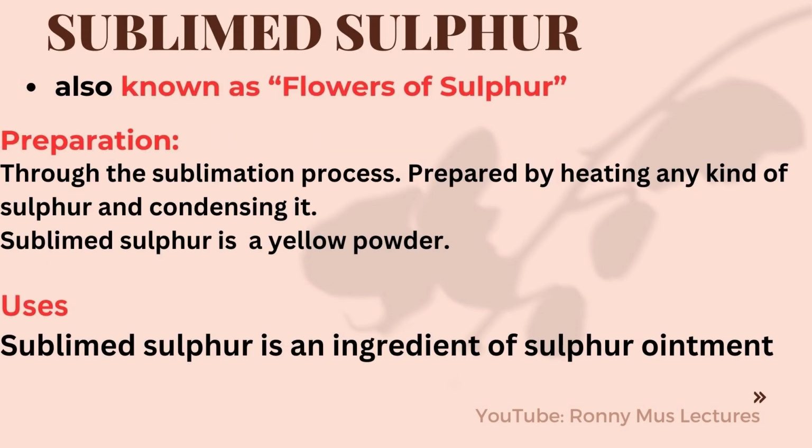Sublimed sulfur. It is also known as flowers of sulfur. How is it prepared? It is prepared through sublimation process, and this is done by heating any kind of sulfur and condensing it. The result is a yellow powder. Sublimed sulfur is an ingredient of sulfur ointment, which can be found in the market.